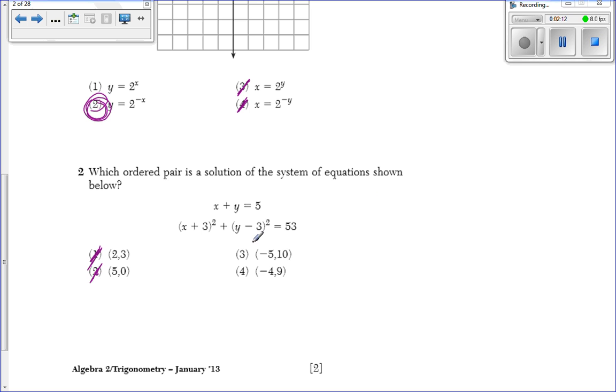So let's try choice 3. A negative 5 plus 10 will give me a positive 5. A negative 5 plus 3 will give me a negative 2. Negative 2 squared is 4. 10 minus 3 is 7. 7 squared is 49. 49 plus 4 is 53. So it's choice 3.